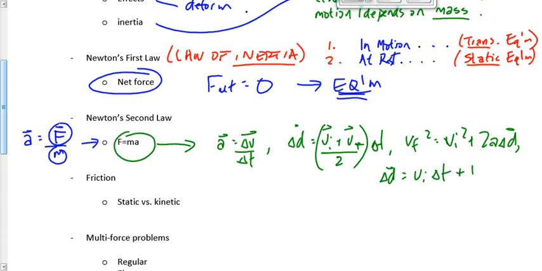V_i t plus 1/2 a t squared. And then the last one, which is probably the least commonly used one, but still important, it's on your data sheet, v_f t minus 1/2 a t squared.